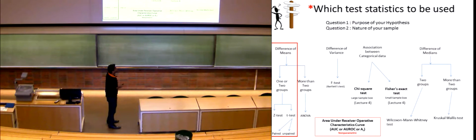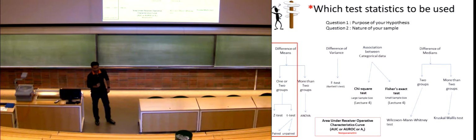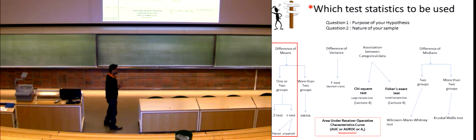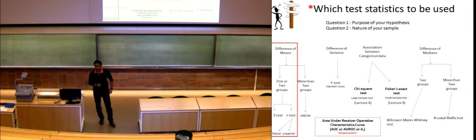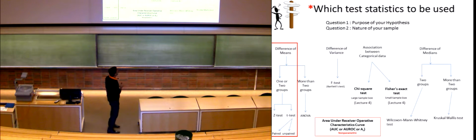It is basically similar to the Wilcoxon-Mann-Whitney test, so it's also non-parametric, but I would say it is more robust and more intuitive, right? It's more intuitive, and we will see why it is more intuitive.